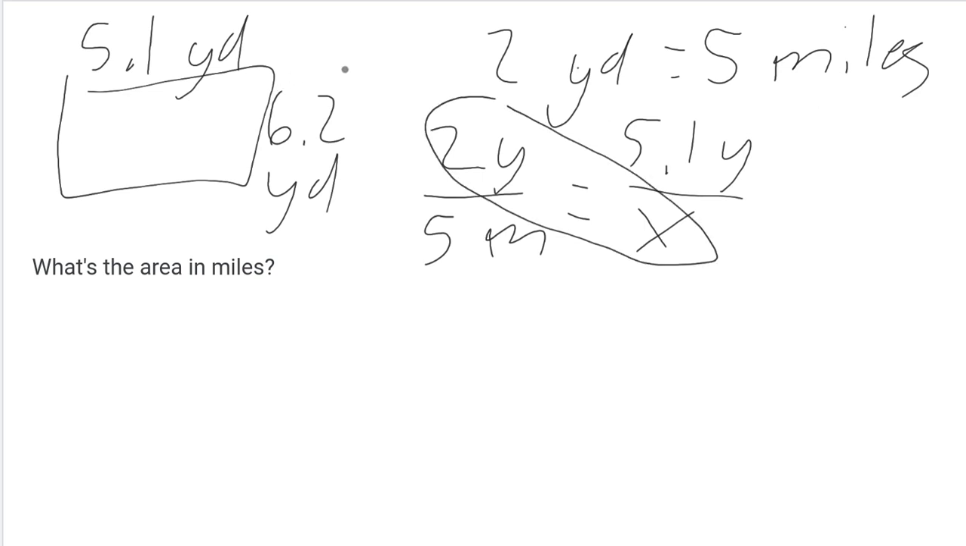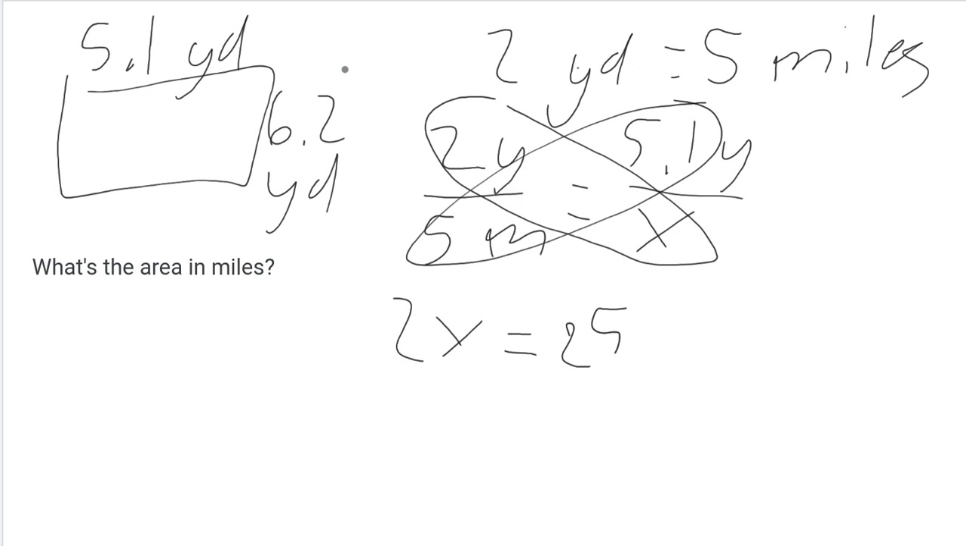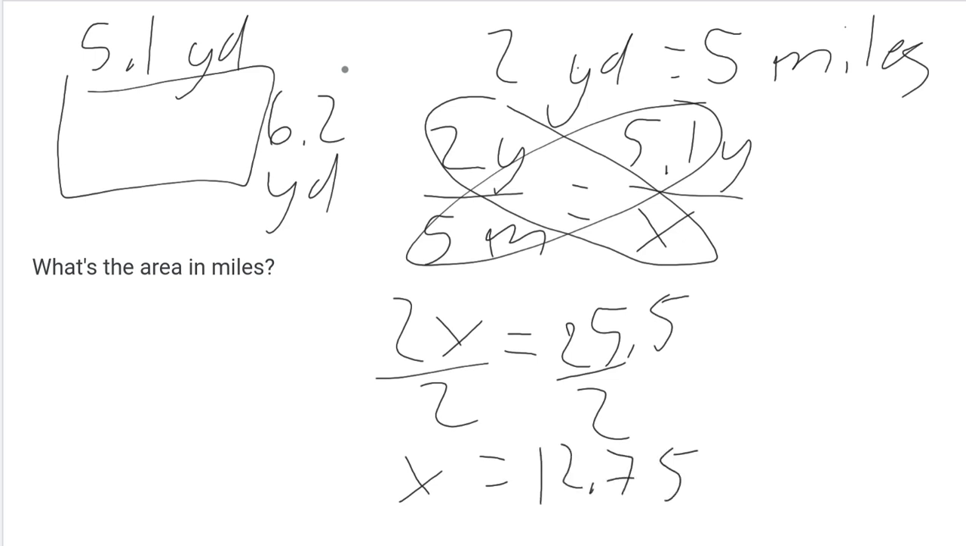Cross multiply. So 2x. And then 5.1 times 5 was 25.5. Divide by 2, and I find out that x is equal to 12.75 miles. So in our picture, we drew 5.1 yards, but in reality, this was 12.75 miles.